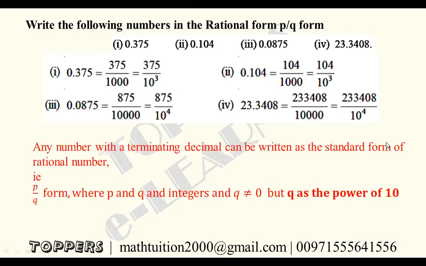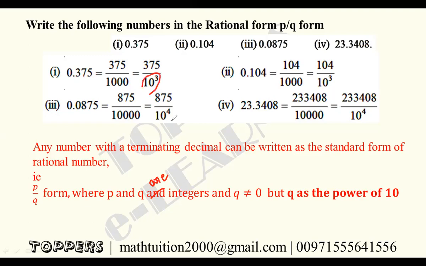Any number with a terminating decimal can be written as the standard form of a rational number, that is p by q form, where p and q are integers and q is not equal to 0. But q is a power of 10.